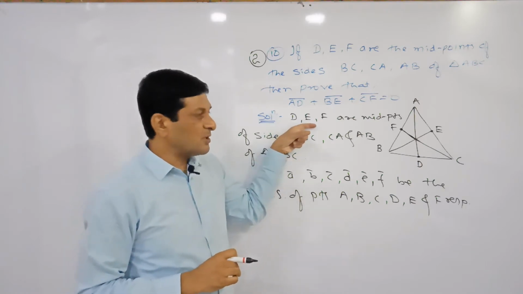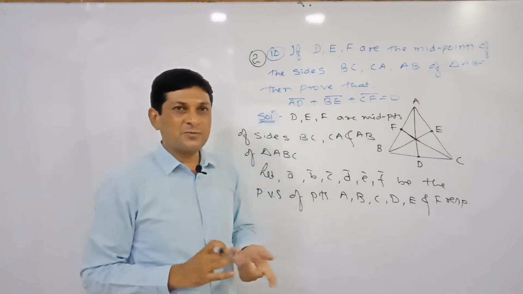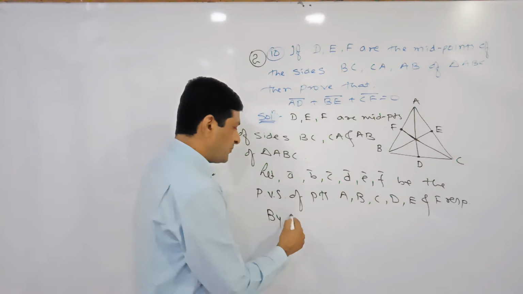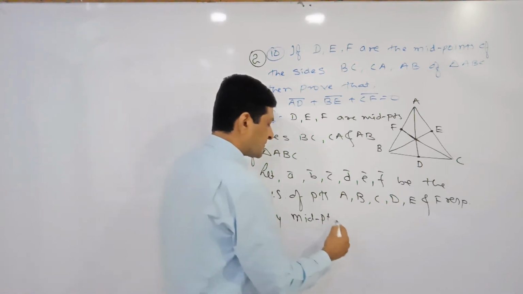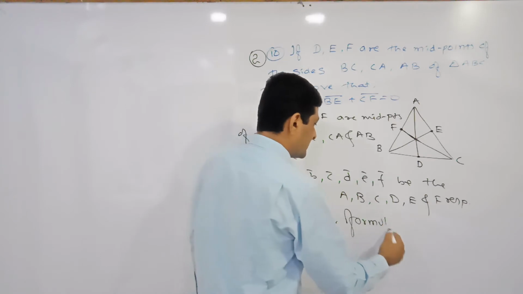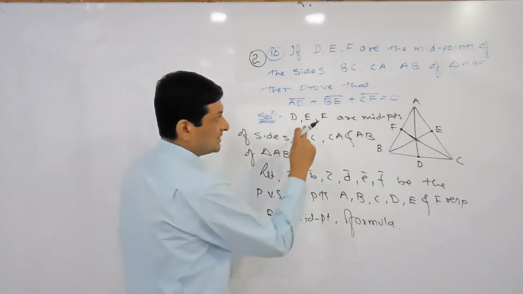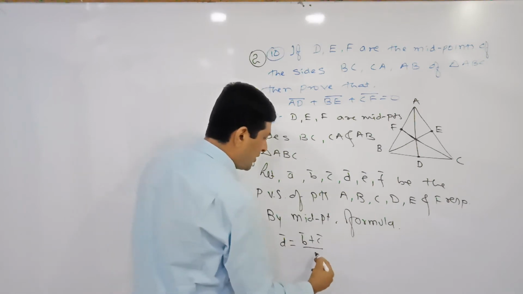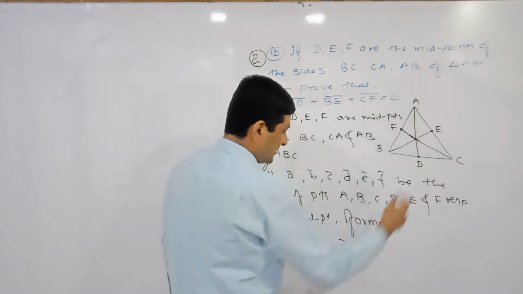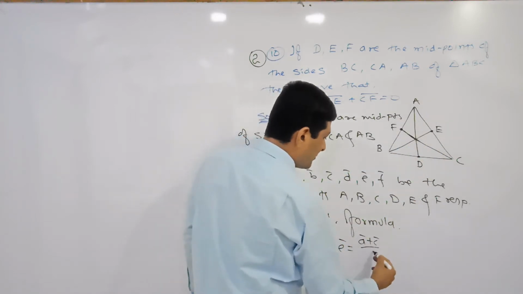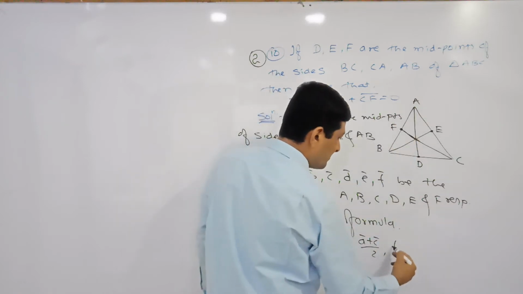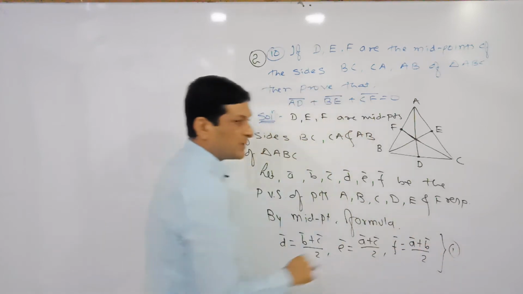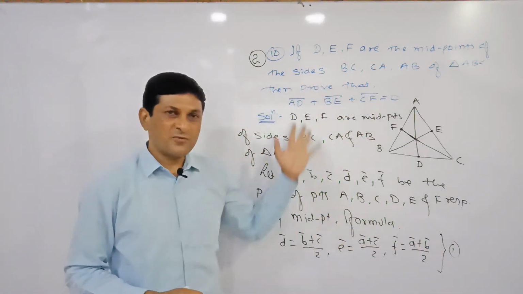Now these are nothing but midpoints. Since midpoints are given to us, somewhere we have to make use of the midpoint formula. So let us see what result we will get by the midpoint formula. D is the midpoint of BC, so D bar will be equal to B bar plus C bar upon 2. E is the midpoint of AC, so E bar will be equal to A bar plus C bar upon 2, and F is the midpoint of AB, so F bar will be equal to A bar plus B bar upon 2. Let us denote all these results by equation number 1. All these results we have got from the given condition.